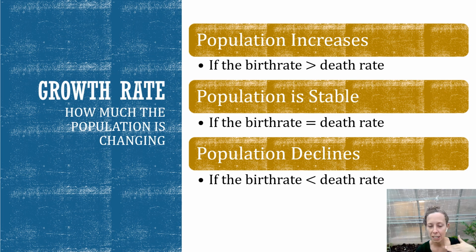So population increase happens if the birth rate is greater than the death rate. Okay, the population is stable if the birth rate equals the death rate, and the population declines or goes down if the birth rate is less than the death rate. Okay, make sure you know what those signs are here, right? So birth rate is greater for the first one, equals for the second one, and then birth rate is less than the death rate for the third one.